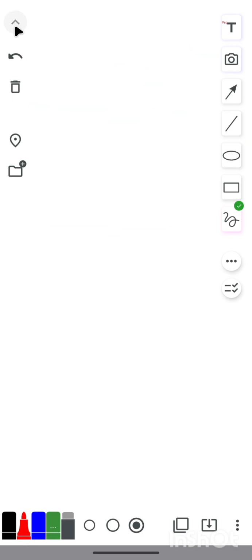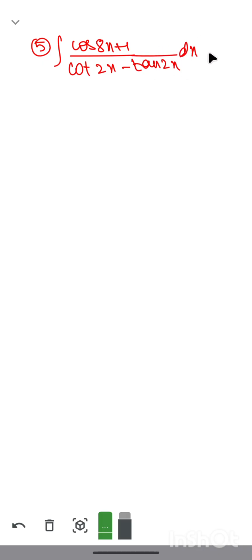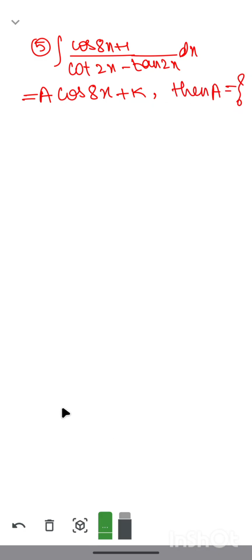So here the next question is question number 5. What is question number 5? Let us see. That is integration of cos 8x plus 1 whole divided by cot 2x minus tan 2x into dx is equal to a into cos of 8x plus k, where k is any arbitrary constant, then the value of a is, we should find the value of a in the given question.